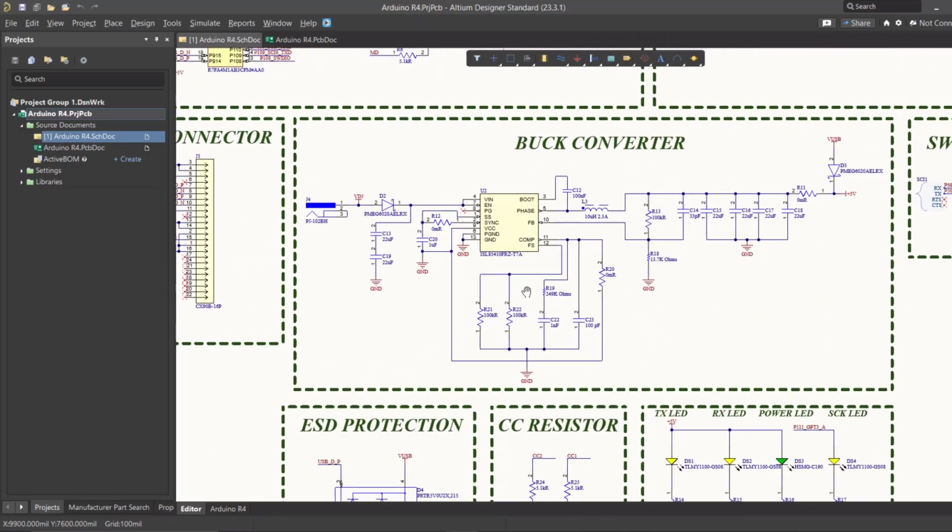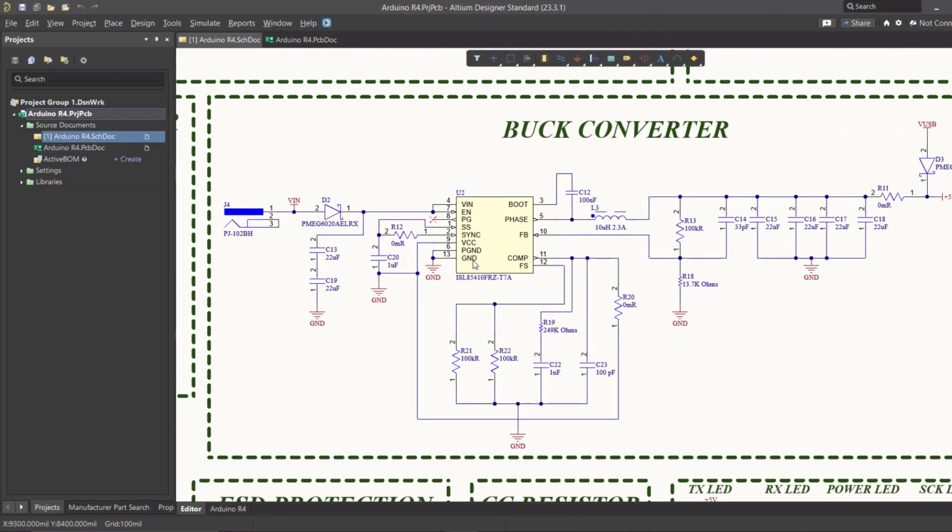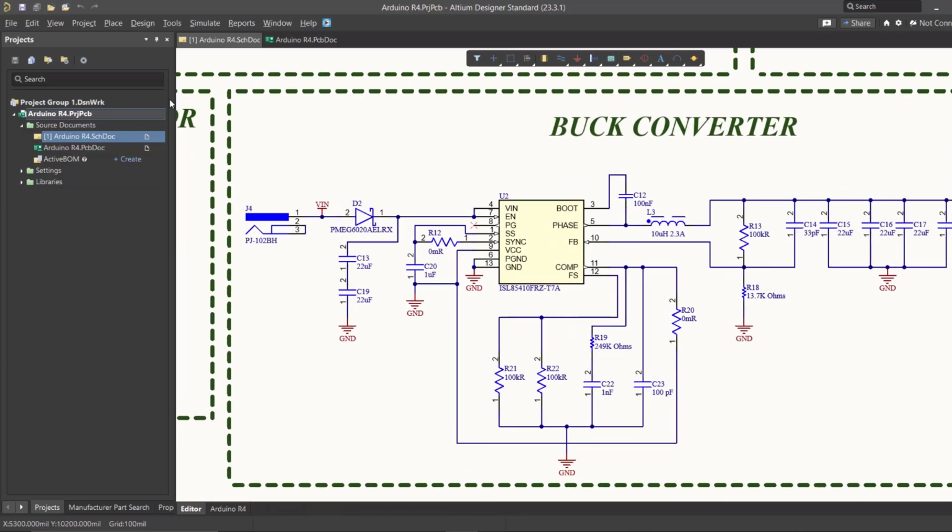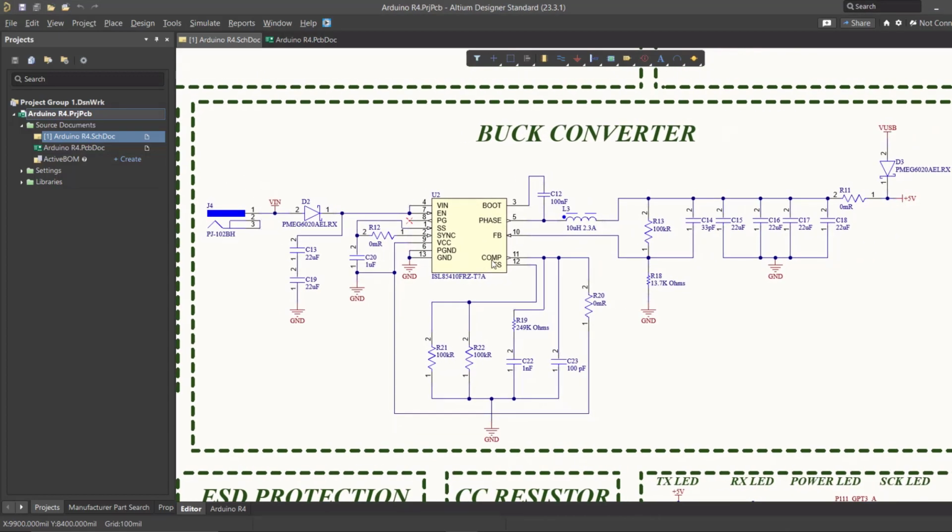Next is the buck converter circuitry. The Arduino R4 Minima board features a buck converter, a type of DC-to-DC converter that allows you to efficiently step down the input voltage to a lower level. This is especially useful when you have a power source with a higher voltage than what the board requires. The buck converter on the Arduino R4 Minima helps regulate the voltage and provides a stable power supply to the board's components, ensuring they receive the appropriate voltage levels for proper operation. It is a crucial component for power management in the board and contributes to its overall efficiency and performance.